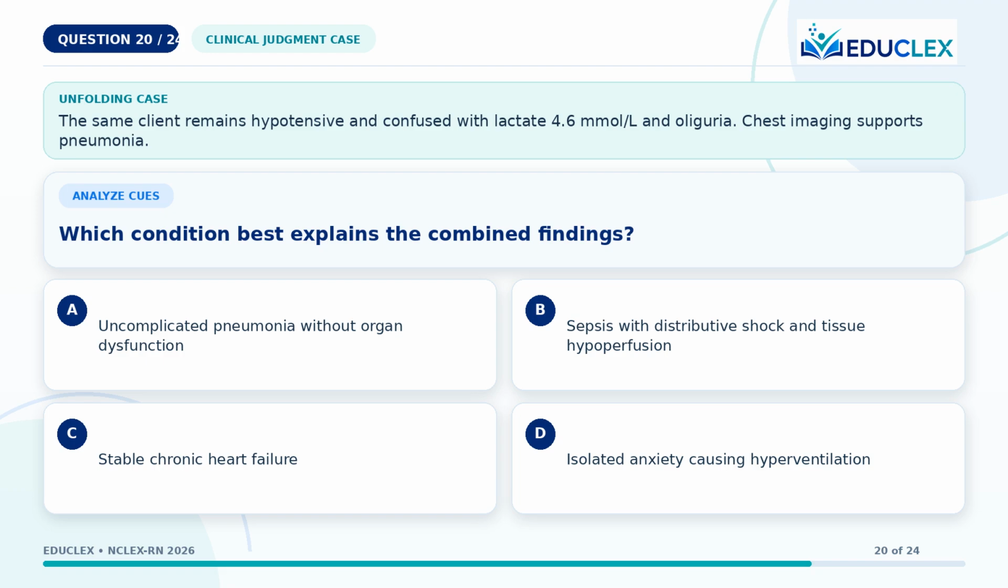Question 20. The same client remains hypertensive and confused with lactate 4.6 millimoles per liter and oliguria. Chest imaging supports pneumonia. Which condition best explains the combined findings? Option A, uncomplicated pneumonia without organ dysfunction. Option B, sepsis with distributive shock and tissue hypoperfusion. Option C, stable chronic heart failure. Option D, isolated anxiety causing hyperventilation.